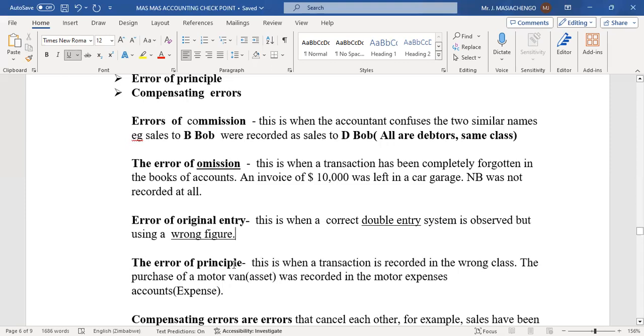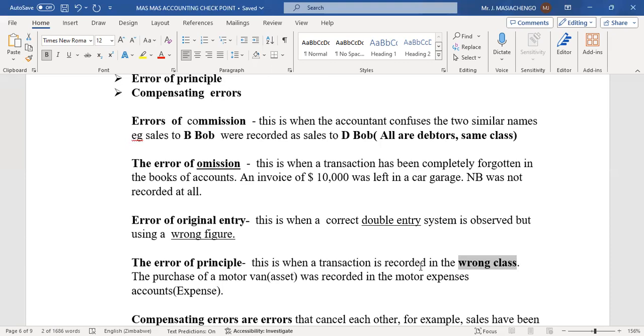Error of principle. Most of the students, because they are in a private school where they are principals, they think that this is error of principal. No, it's called error of principle. Okay, please take note, it's an error of principle. It means in simple terms, the rules have been tampered. Error of principle. This is when a transaction is recorded in the wrong class. The other one was in the correct class.